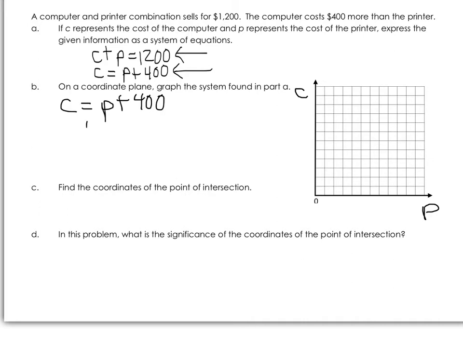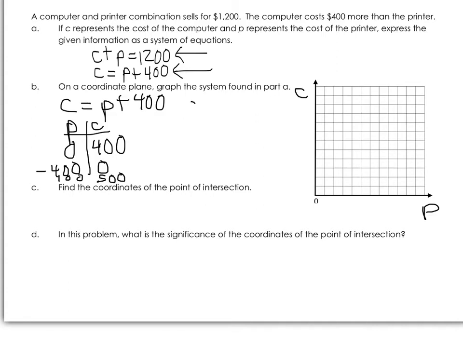Then we know that if p is 0, c will be 400. That's the c-intercept. And we could let c be 0. Then p would be negative 400. We're in the first quadrant. That's not going to be very helpful. We need another point. How about if we let p be 100, then c will be 500. That seems like a better point to me.